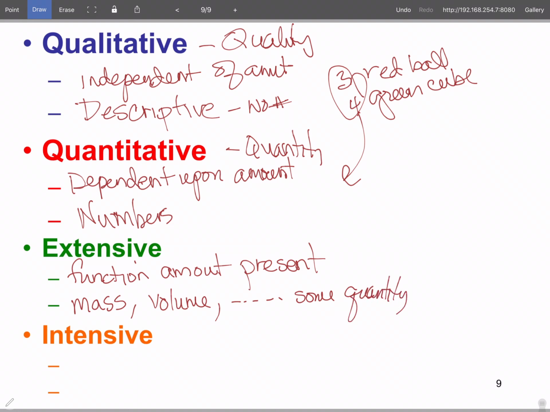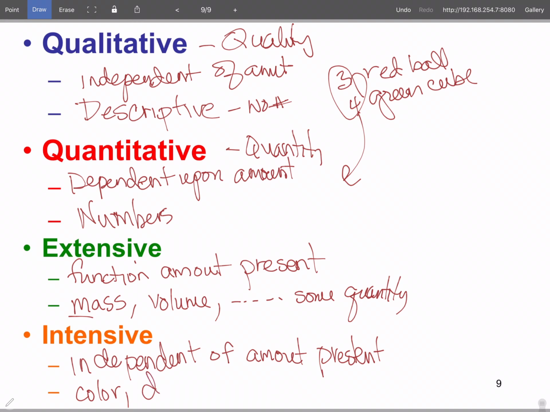Whereas intensive, again, is independent of amount. And if you'll notice, qualitative and quantitative we use pretty much in descriptive. Extensive and intensive we're going to use in the chemical terms. So independent of amount present. And just like extensive uses mass, volume, etc., intensive is going to be things like color. We saw that before. But density, things that don't matter how much you have, like the boiling point, the density doesn't change. And there are a whole lot more.